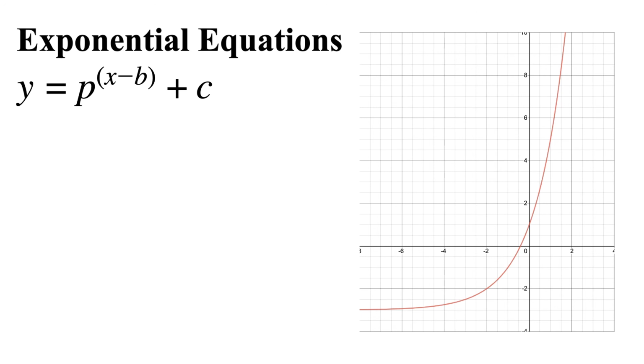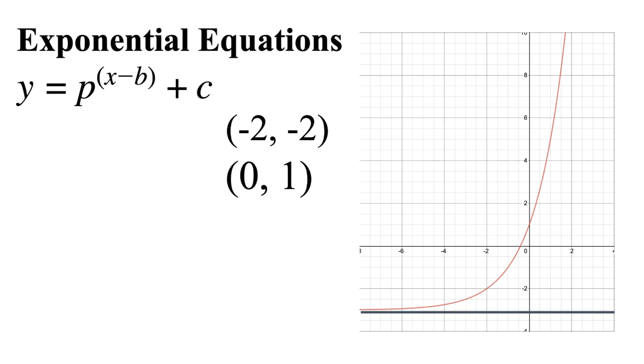Here's another example. To find the equation of this exponential function, we can also use y equals p to the power of x minus b plus c. We can see that the asymptote is y equals -3. Then we need to find the point 1 unit above the asymptote first, which is -2, -2. We compare the point -2, -2 to 0, 1 to find b and c of the equation.